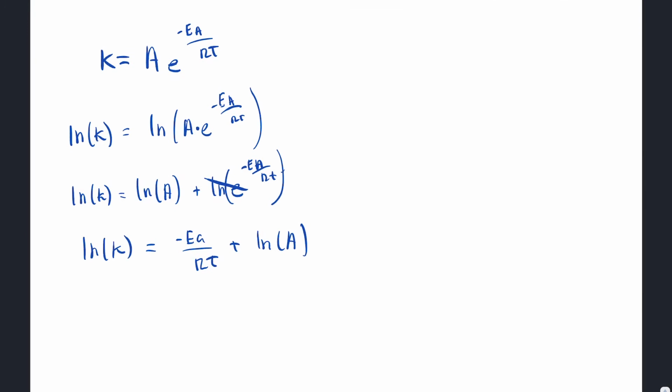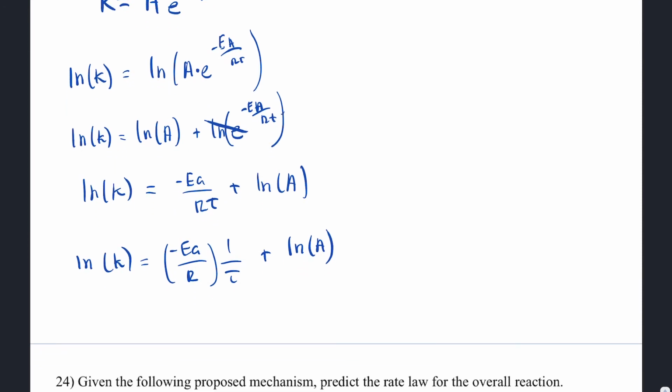Okay, we're almost done. The variable that's going to be changing in this is the temperature, so we're going to pull that out. It's going to be the natural log of K equals negative EA over R times 1 over T plus the natural log of A. And we have our equation. So let's take a look at what we got here.